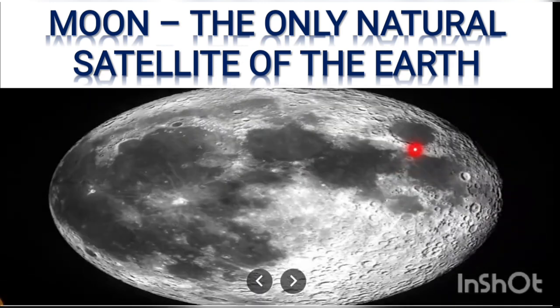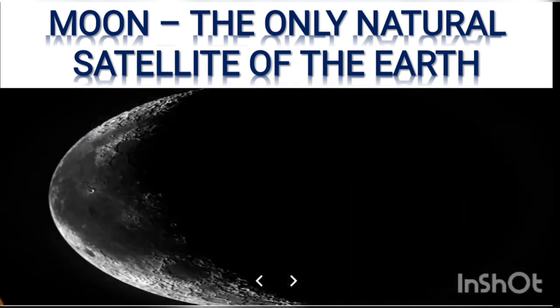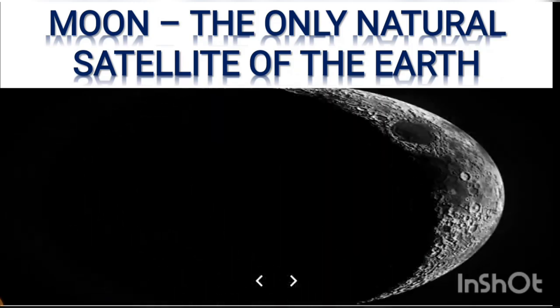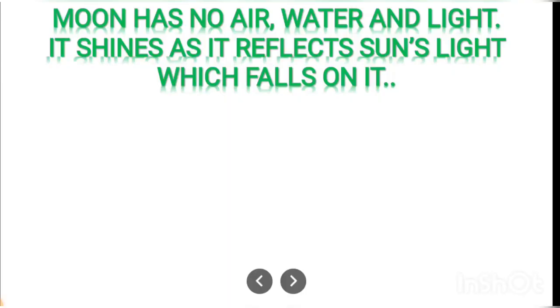Can you see this moon? Yes. Many scientists are trying to land on the moon also. We have heard in the news. The moon has no air, water and light. It shines. Why does the moon shine? It does not have its own light. It reflects the sun's light which falls on it.